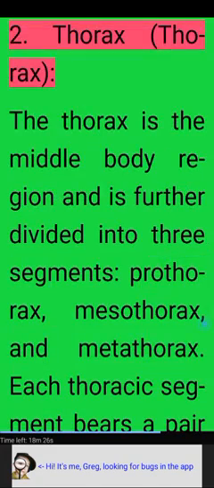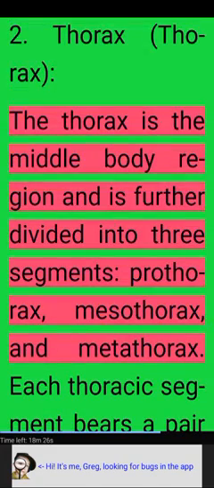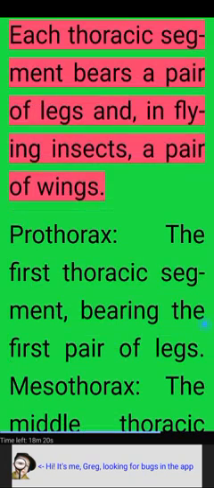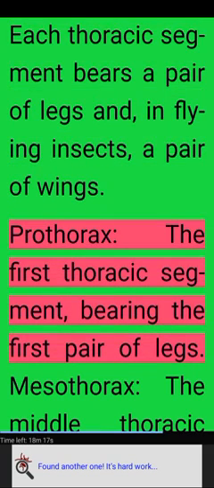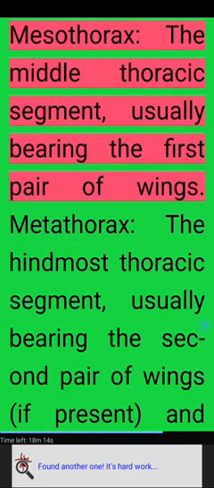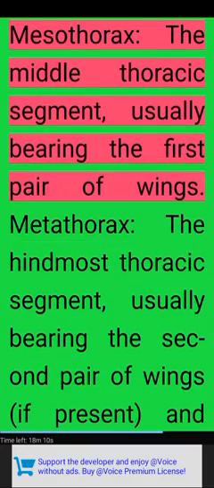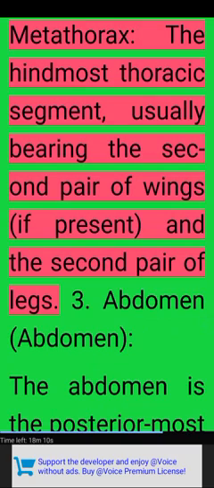2. Thorax. The thorax is the middle body region and is further divided into 3 segments: prothorax, mesothorax, and metathorax. Each thoracic segment bears a pair of legs and, in flying insects, a pair of wings. Prothorax, the first thoracic segment, bearing the first pair of legs. Mesothorax, the middle thoracic segment, usually bearing the first pair of wings. Metathorax, the hindmost thoracic segment, usually bearing the second pair of wings if present and the second pair of legs.